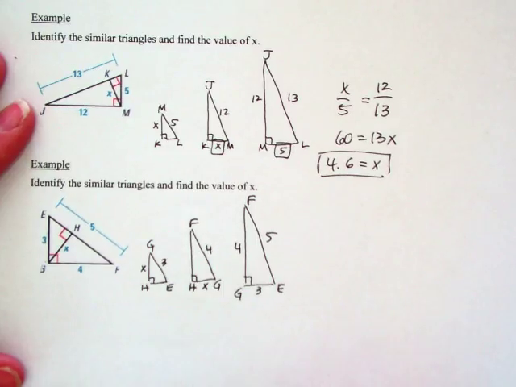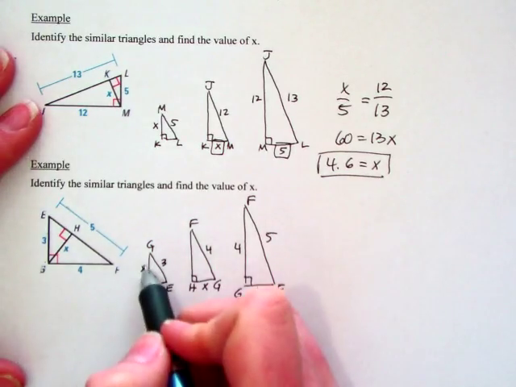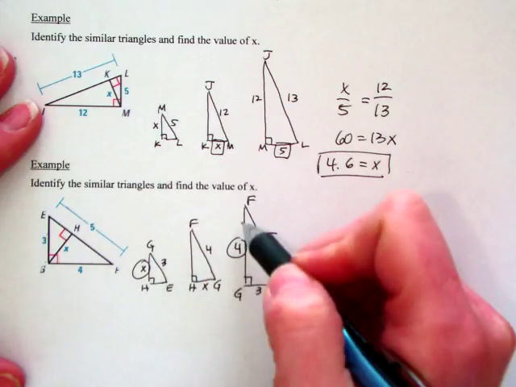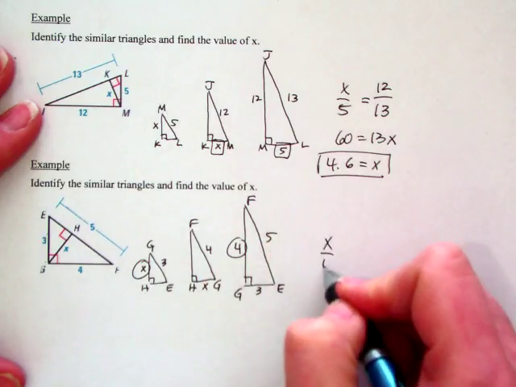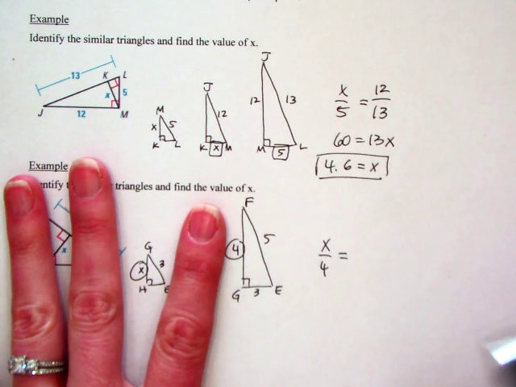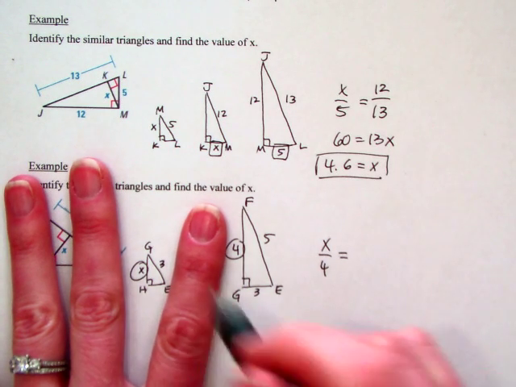So pick an x to begin with. I'm going to pick this guy. So this x goes with this 4. Got to match a tall side with a tall side. And if I use these 2 triangles, then I can't use this guy. So I'm going to cover it up. And the only other 2 sides I have that match is this 3 with this 5.